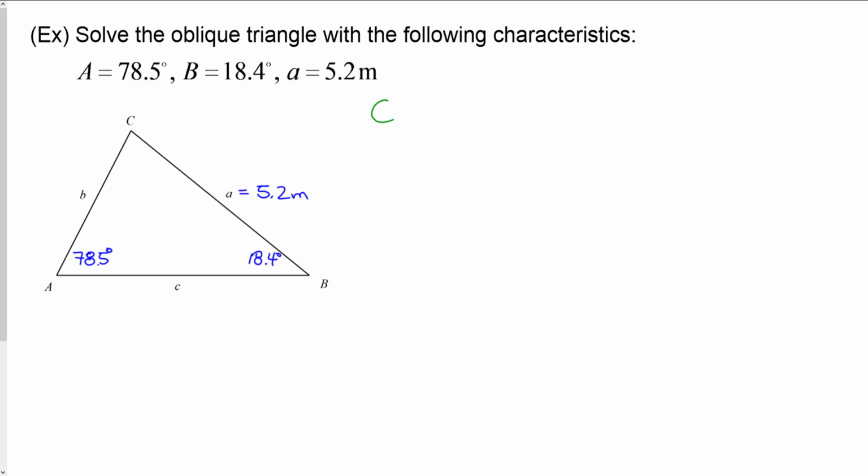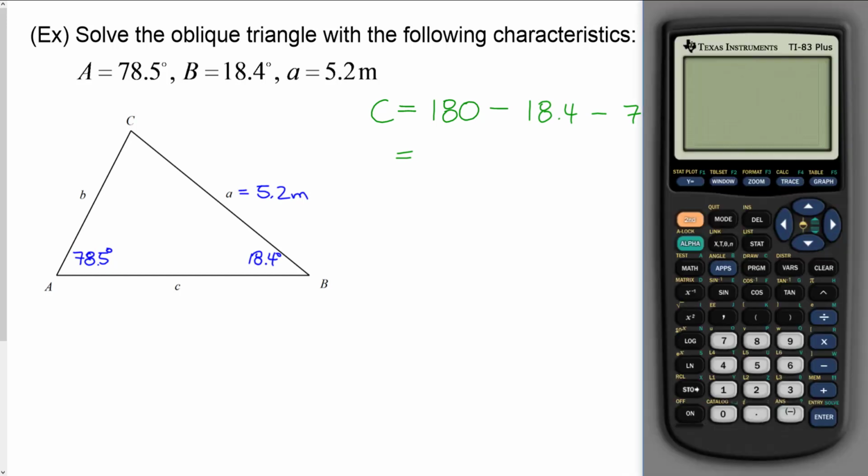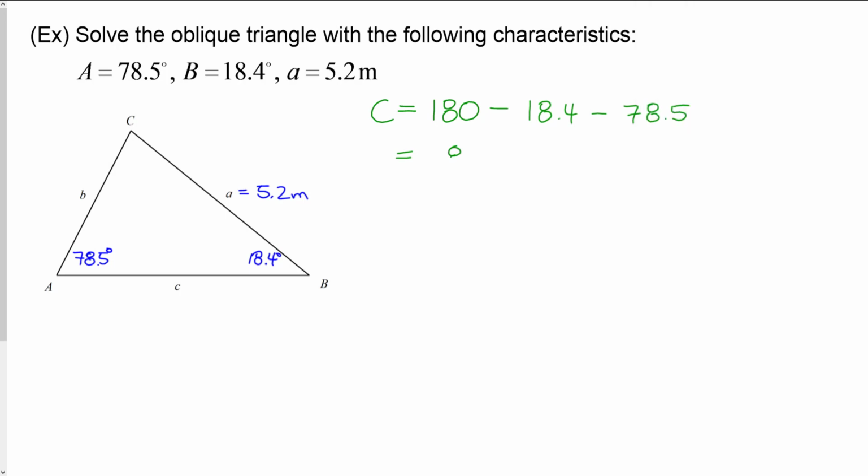Angle C is sort of predetermined here because all three angle measures in a triangle have to add up to 180 degrees. So 180 minus 18.4 minus 78.5, that's going to give me the value of angle C. So I'll just do this on the calculator. 180 minus 78.5 minus 18.4, and I get 83.1. So angle C is 83.1 degrees.